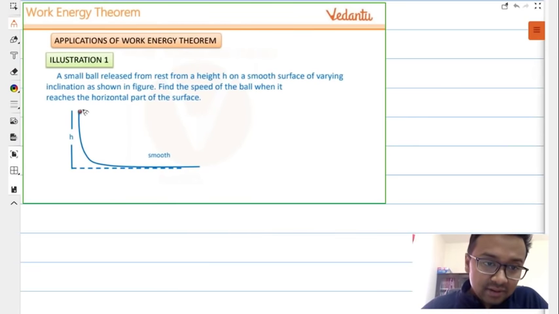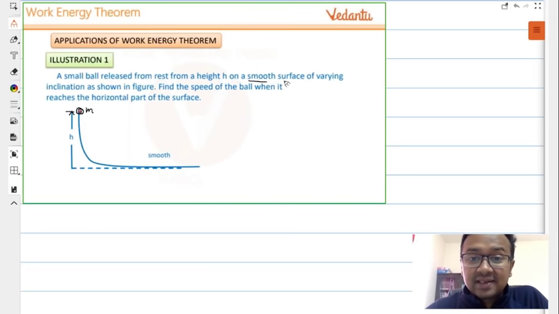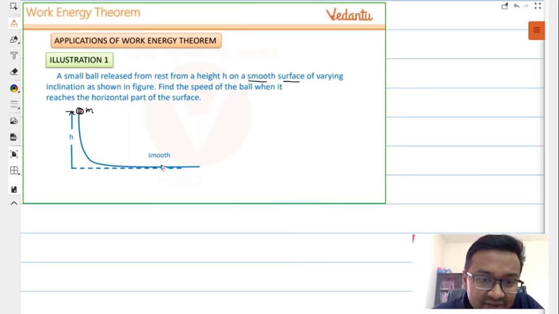I've got a small ball of, let's say, mass m. It is released from this particular height here, students, and it is moving on a smooth surface. That is very important. Now find the speed when it reaches the horizontal part of this surface. So it has reached the horizontal part, let's say out here. From this part onwards, it is horizontal.